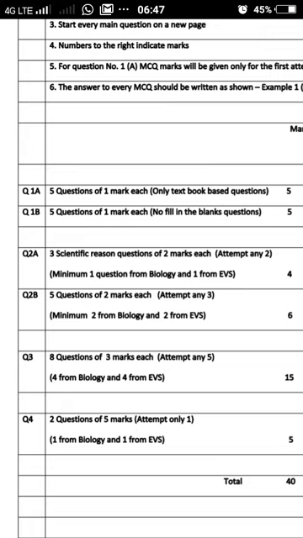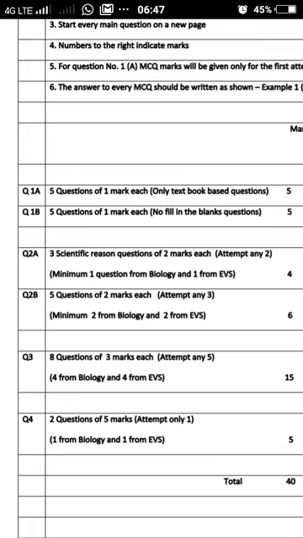Next, question number 2B: 5 questions of 2 marks each. Here you will have to attempt any 3 questions, and a minimum of 2 questions from biology and 2 questions from the EVS. And the 5th question depends on the paper setter, whether it will be from the EVS or biology. So here also you will have to attempt 3 questions out of 5, and each will carry 2 marks. So these are the 6 marks.